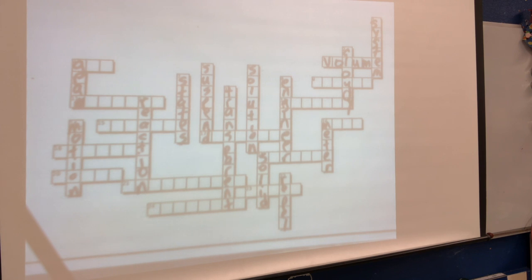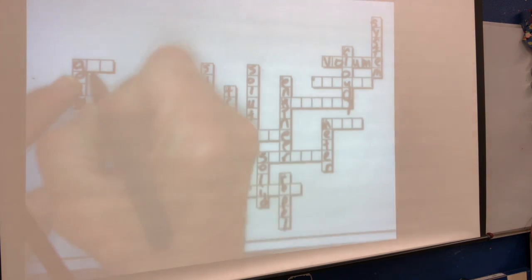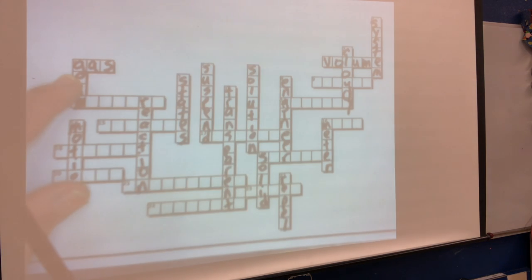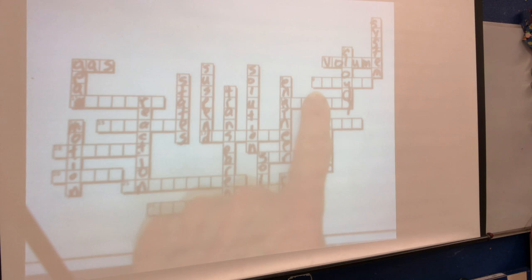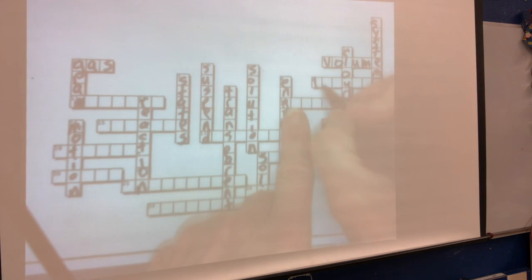Number 4, matter that is shapeless and expands to fill a container. Okay, it's over here and it starts with a G. It is a gas. Excellent. Number 9 across. Matter that flows and takes the shape of its container. Number 9 across is right here. It is a liquid.